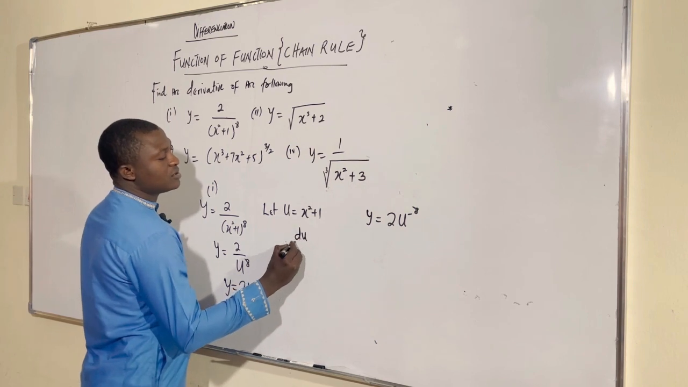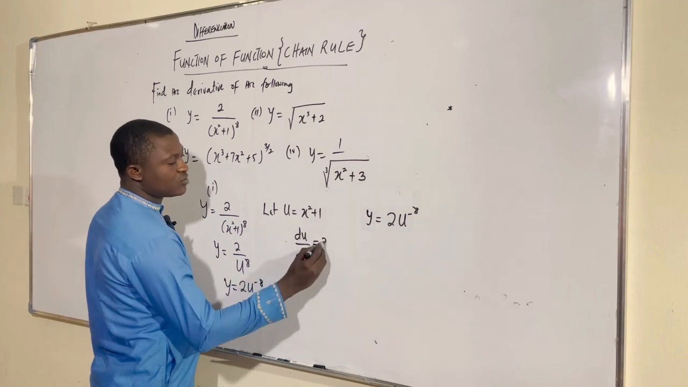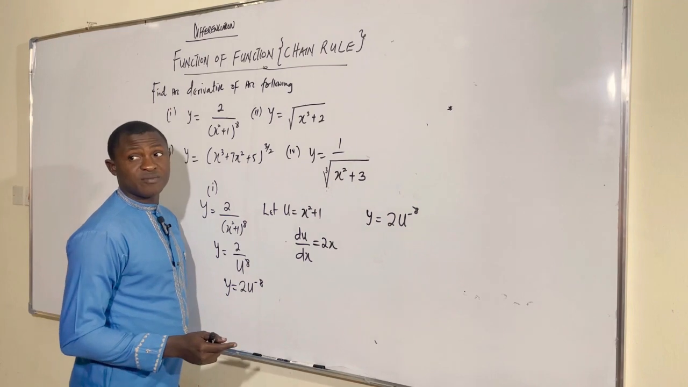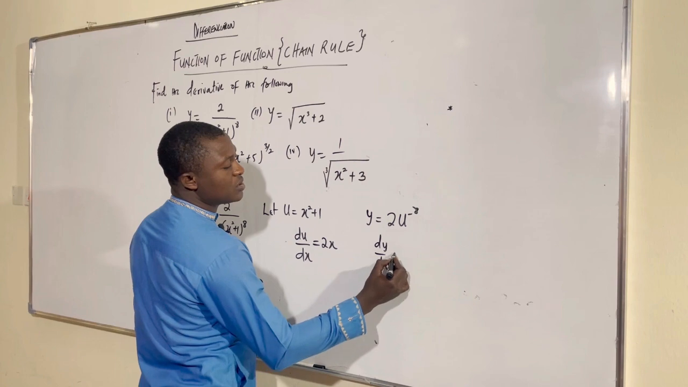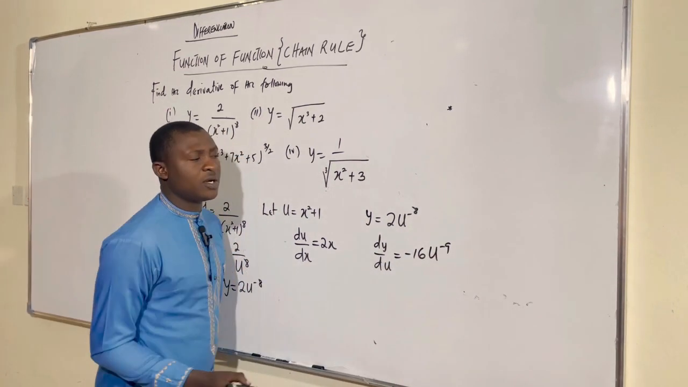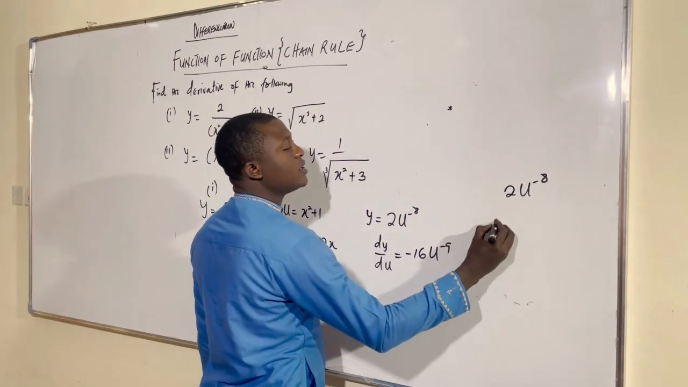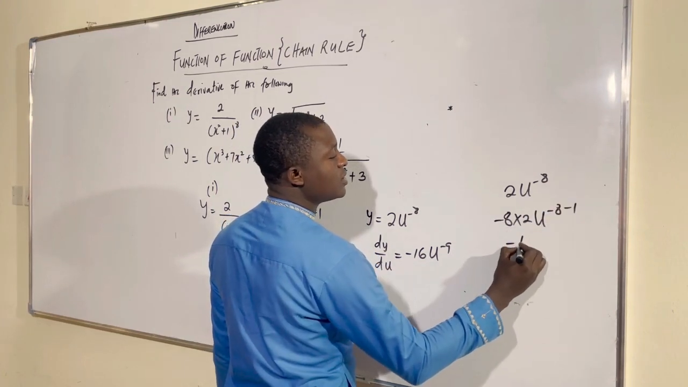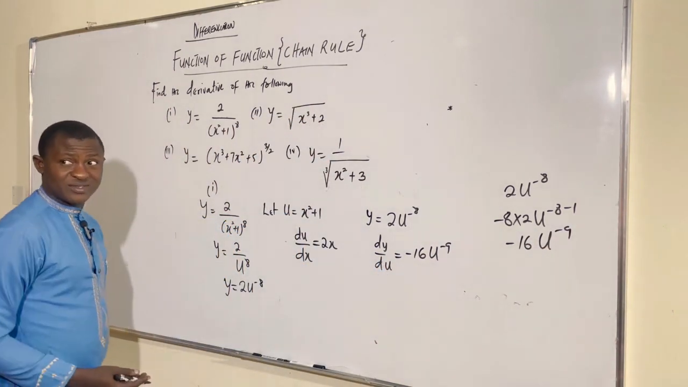du over dx is equal to, this is square, that's going to be 2x. And we know the differential of a constant is 0, right? Now y and u: dy over du is equal to minus 16u raised to the power of minus 9. I hope you get that, because if you have 2u raised to the power of minus 8, the power just comes forward: minus 8 times 2u raised to the power of minus 8 minus 1, that is minus 16u, then minus 9. I hope you understand it, right?